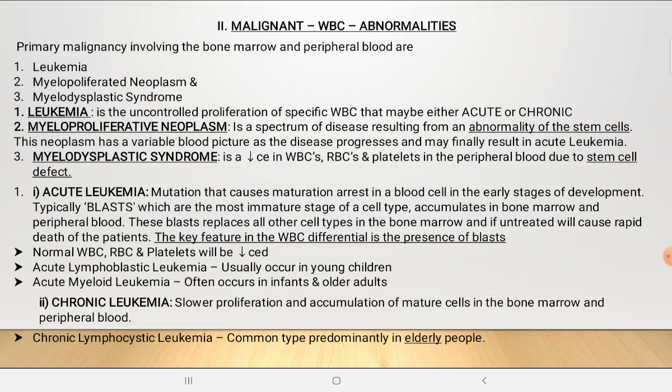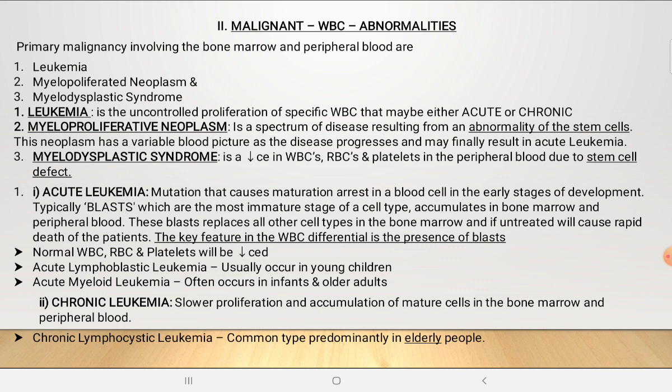Now, myeloproliferative neoplasm, what does that term mean? It is a spectrum of disease resulting from an abnormality of the stem cells. Okay, specifically the stem cells. This neoplasm has a variable blood picture as the disease progresses and may finally result in acute leukemia. If it is untreated, it ultimately progresses and ends up in leukemia. Third one is myelodysplastic syndrome, which is a decrease in all the WBCs, RBCs and platelets in the peripheral blood due to the stem cell defect.